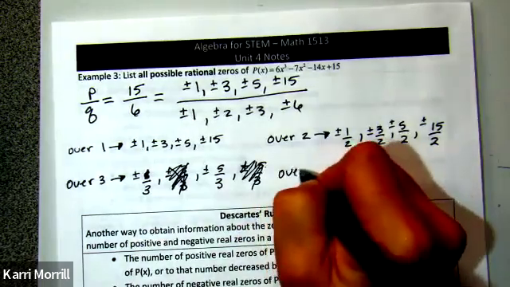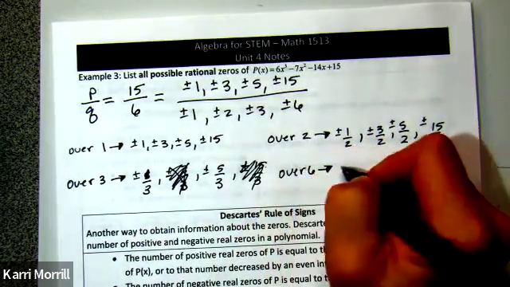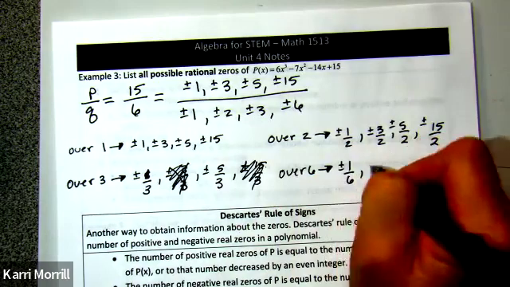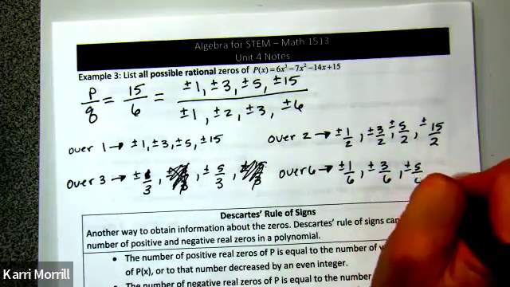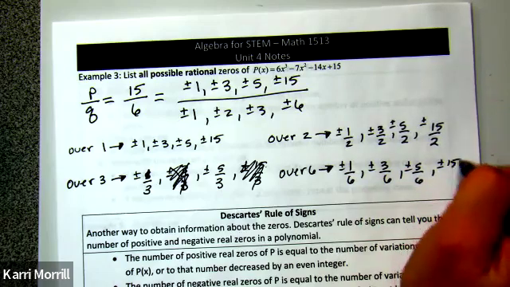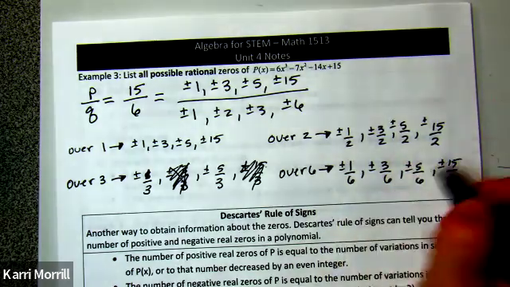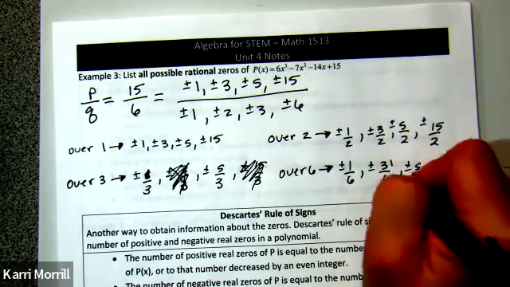And then we can do over 6. So plus or minus 1 over 6, plus or minus 3 over 6, plus or minus 5 over 6, and 15 over 6. 1 over 6 doesn't reduce, but 3 over 6 does, so 1/2.